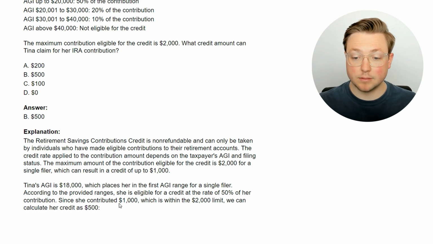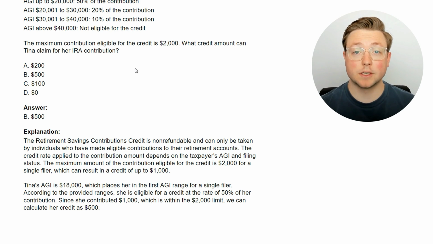So again, because she made a $1,000 contribution, which is underneath the $2,000 limit, she takes half of that as the credit. So the main things to learn from this: the max contribution that can qualify for the credit is $2,000, and then based on the person's AGI, you calculate how much of the contribution can actually be used as a credit. All right, let's go to the last question.